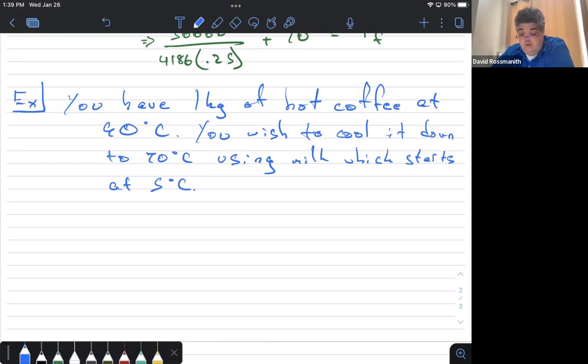So you have a cup of hot coffee. You know the temperature of the coffee. You know how much you have. You have some milk in the fridge. You're going to take it out of the fridge and you're going to pour it into the coffee until everything equilibrates to 70 degrees. And you'd like to know how much milk should you be adding. Okay, so how much milk should you add?